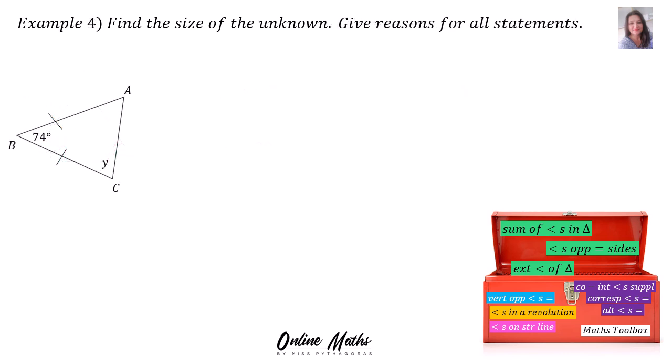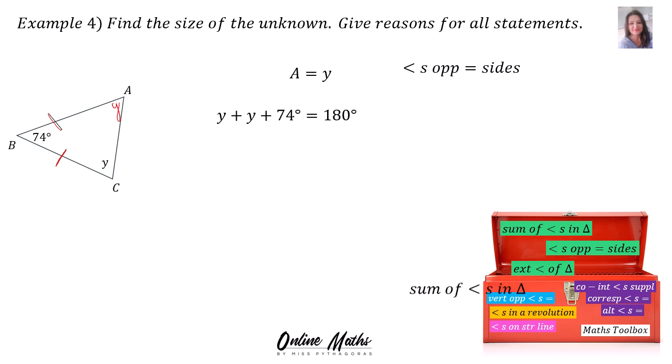Example 4. Find the size of the unknown, give reasons for all statements. So now you will find that the unknown is A, and there's the two stripes on the sides, therefore this is an isosceles triangle. So we can start by saying that angle A is also equal to Y, and our reason, angles opposite equal sides. And then we can say that Y plus 74 is 180 degrees, and the reason, sum of angles in a triangle.